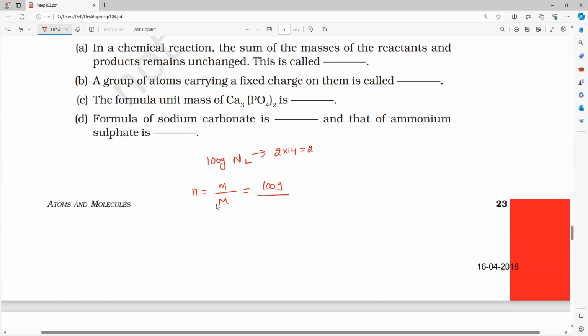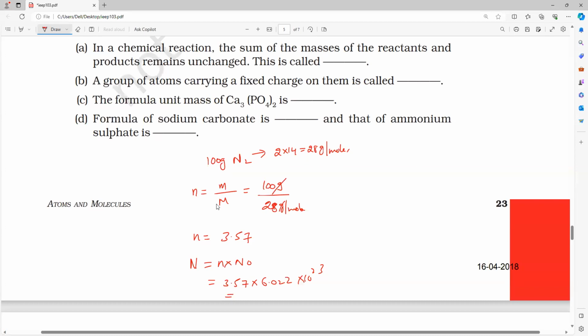2 into 14, which equals 28. You have to be very advanced. Already we are studying the 35th, 37th question. How fast you have to solve. 100 divided by 28, solve fast and tell me the answer. Number of moles is 3.57. Now number of particles equals number of moles into the Avogadro number, which is 6.022.